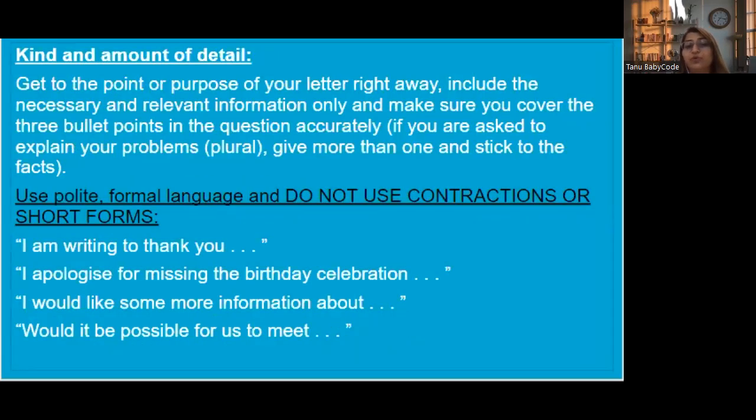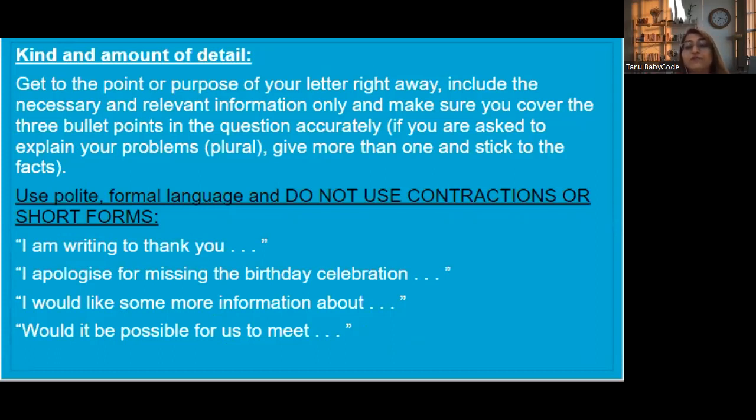Now get to the point or purpose of your letter right away. Include necessary and relevant information. The very first thing is purpose. You need to write the relevant information in your purpose. Then you make sure you cover the 3 bullet points in the question very correctly. Talk about your problems, give more than one if you have, and stick to your facts.